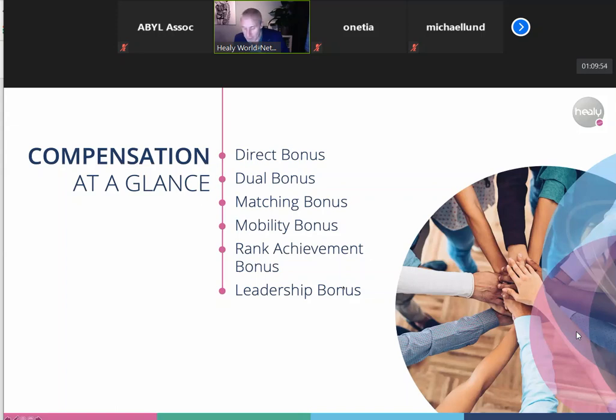Then we have a matching bonus where your direct people, and up to 4 levels deep, you are earning something based on what they are earning, and the company is matching their bonus to you, because if you have a highly paid team, it is automatically resulting in you getting more bonuses. And this is a helping business. And because we have the dual bonus and the matching bonus, we are helping each other.